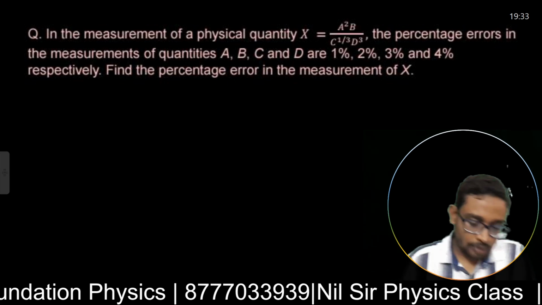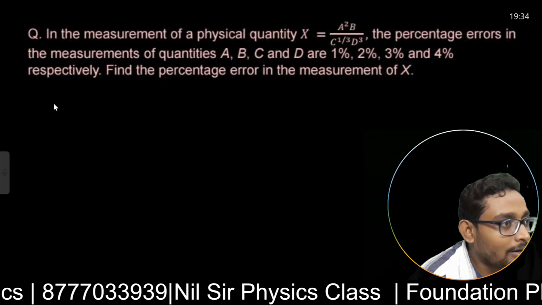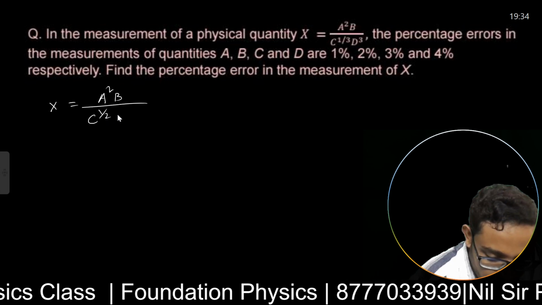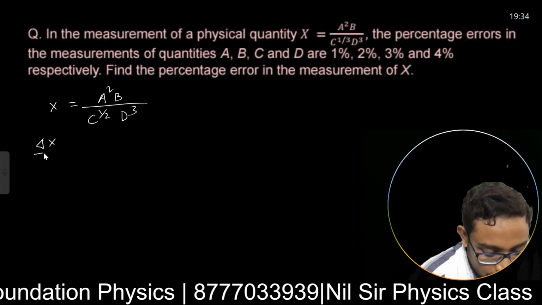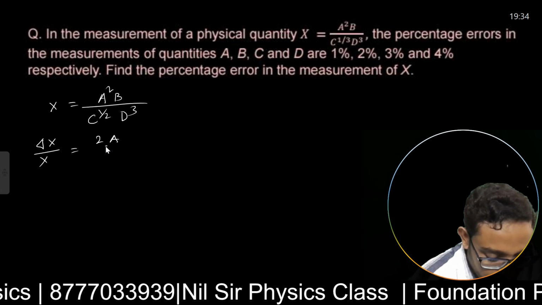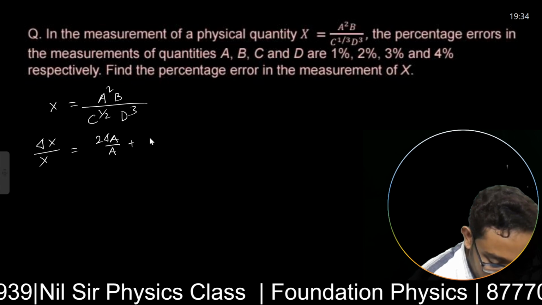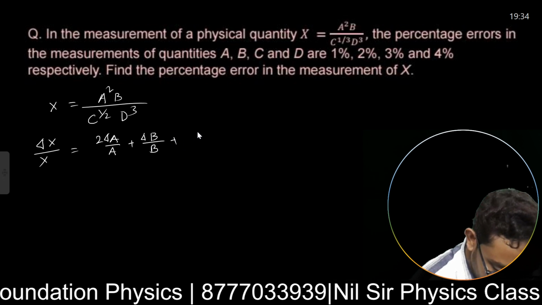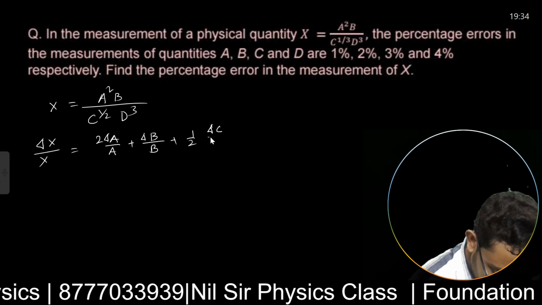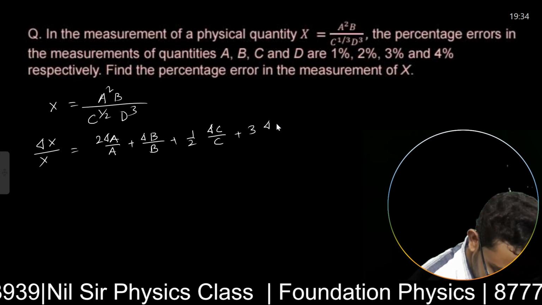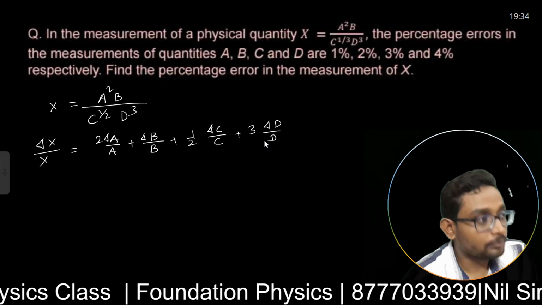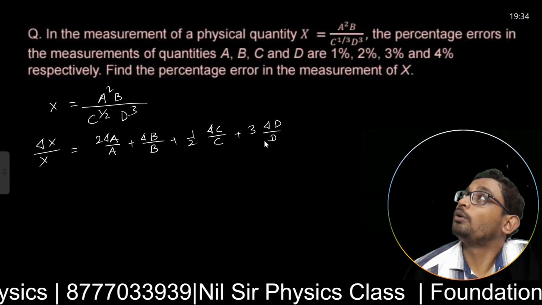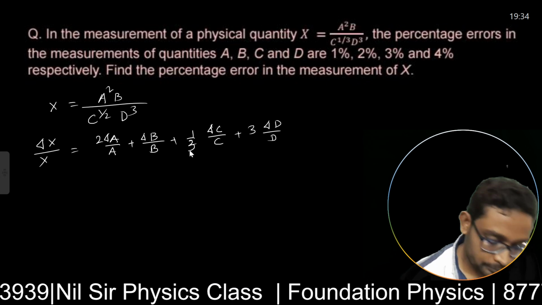Just now calculate. So x is equal to a squared b to the power half, cube, delta x by x, nothing but delta a by a, up to 1/3, sorry, right?